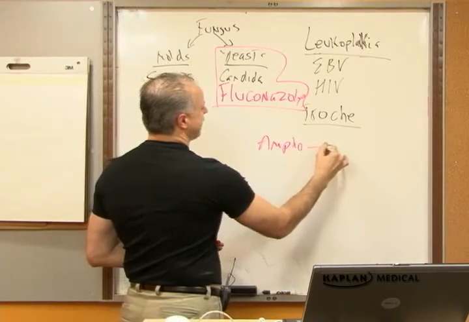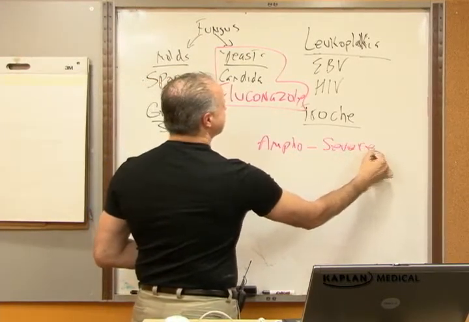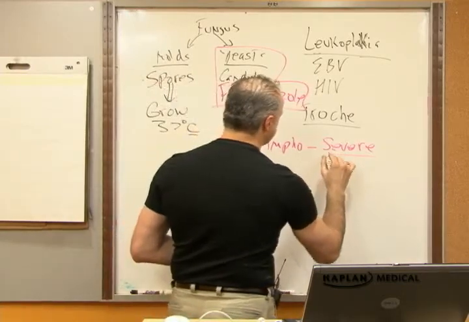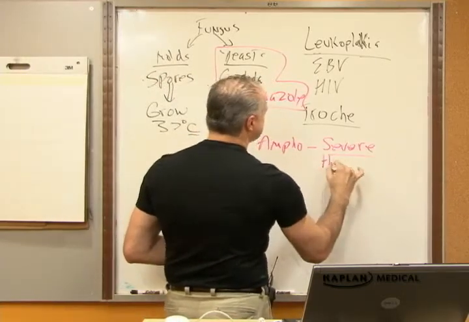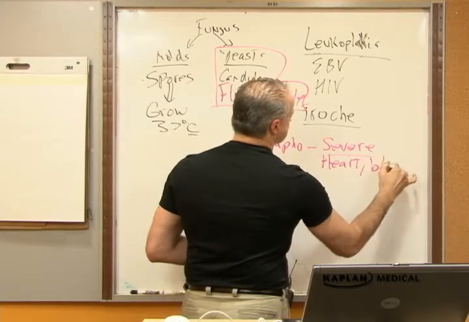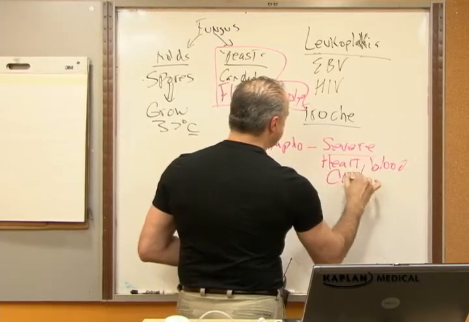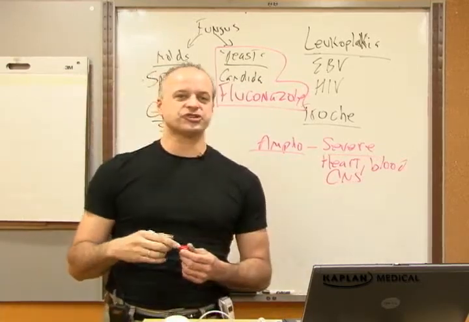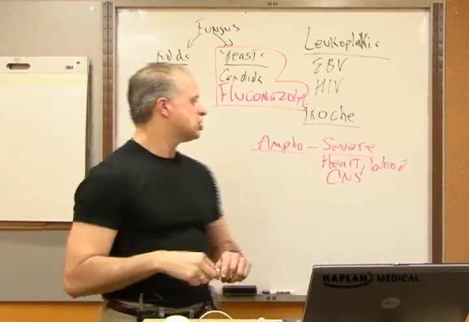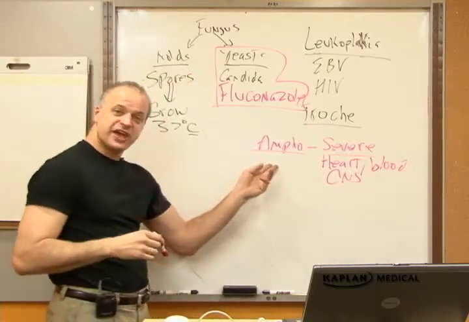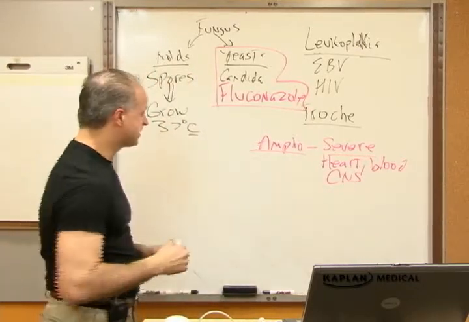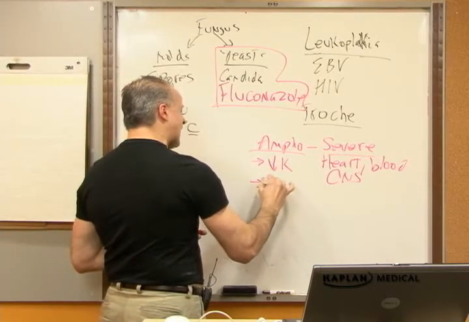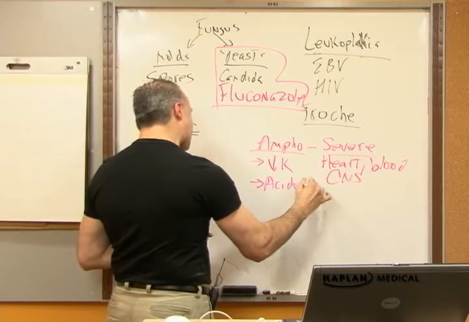Amphotericin works for anything severe. Anything that's in the heart, the lung, the blood, and the brain: endocarditis, bloodstream fungal infections, meningitis. But not for thrush and vaginal candidiasis. What's the most common adverse effect of amphotericin? And the answer is hypokalemia, acidosis, and renal toxicity.